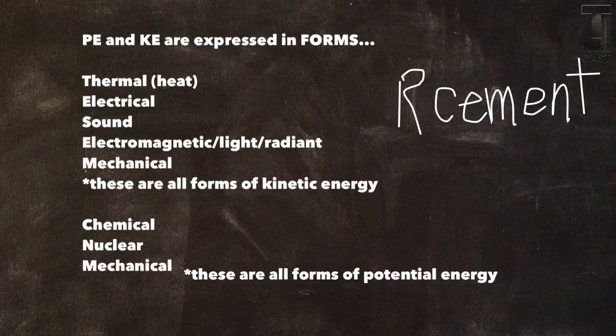Now, the way that you can remember the different forms is by saying R cement. R is for radiant, C is for chemical, E is for electrical, M is mechanical, the other E is electromagnetic, N is nuclear, and T is thermal. These are the different forms of energy.